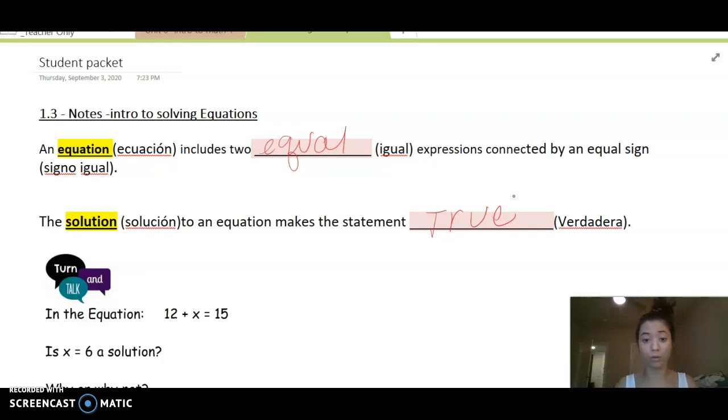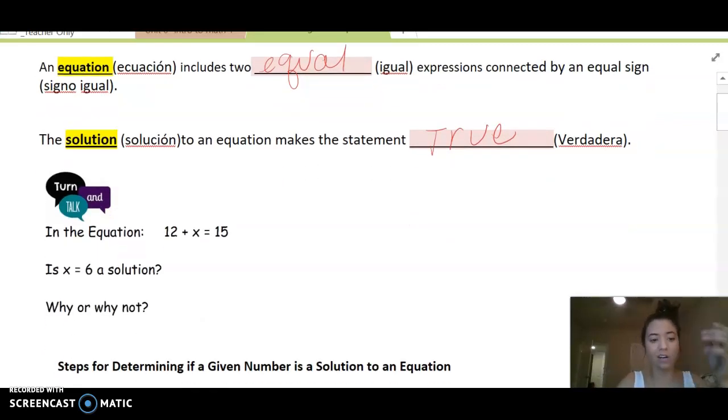It makes it true. So I want to know, in the equation 12 plus x equals 15, is x equals 6 a solution? Why or why not? Go ahead and pause me, take 30 seconds to a minute, and think about this and try to tell me whether this is a solution, why or why not.